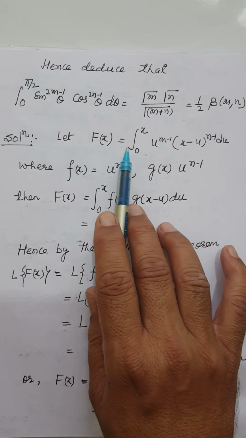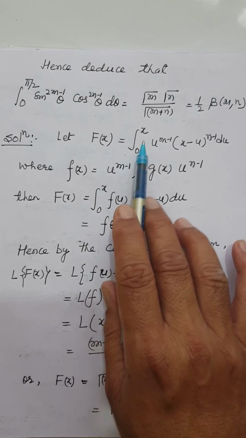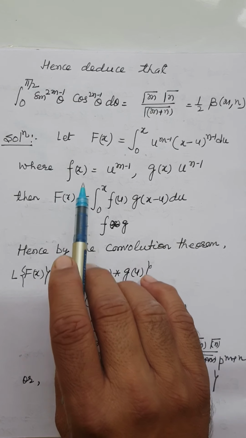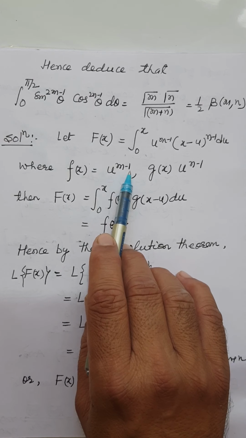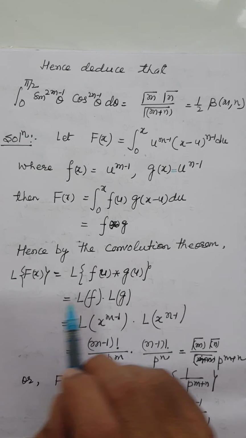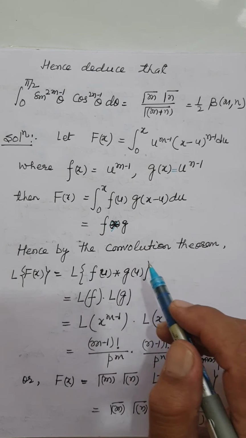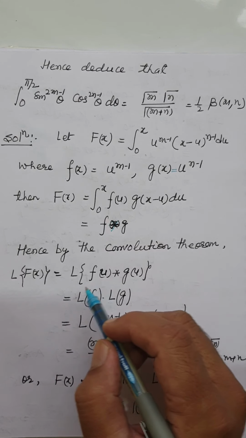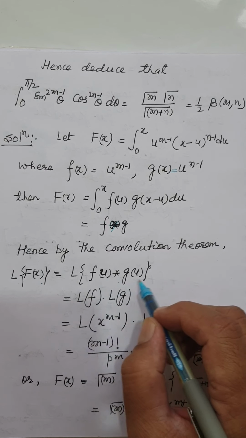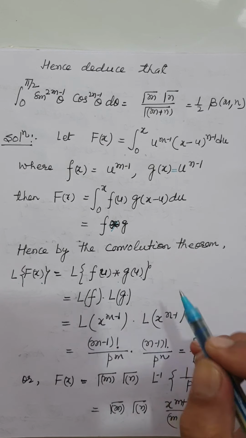Let f of x be the definition of the beta function by the convolution theorem, the integral from 0 to x of u raised to power m minus 1 into x minus u raised to power n minus 1 du, where f of x is equal to x raised to power m minus 1 and g of x is equal to x raised to power n minus 1. This is the convolution of two functions, f star g. Hence, by the convolution theorem, the Laplace transform of f star g is equal to the Laplace transform of f into the Laplace transform of g.